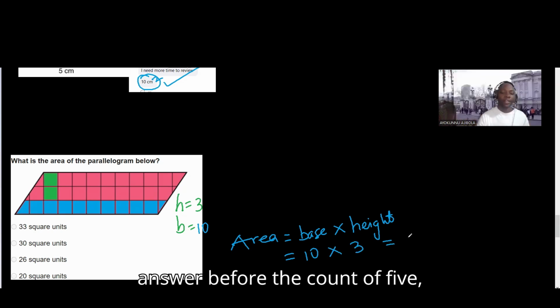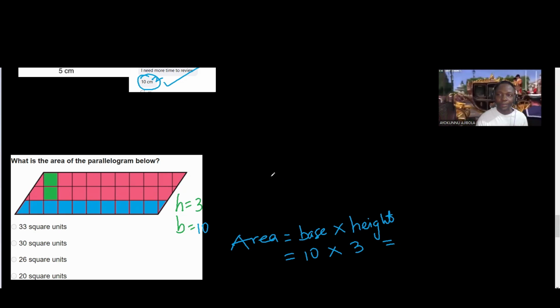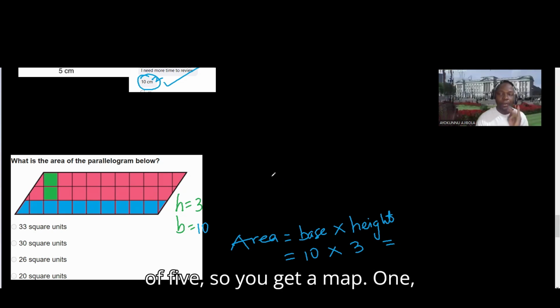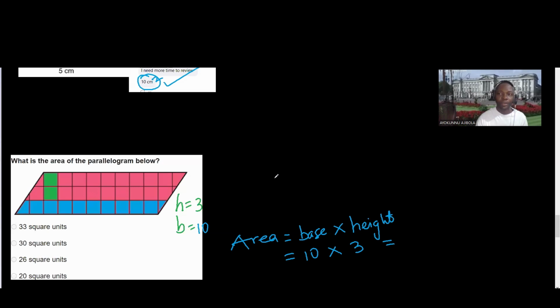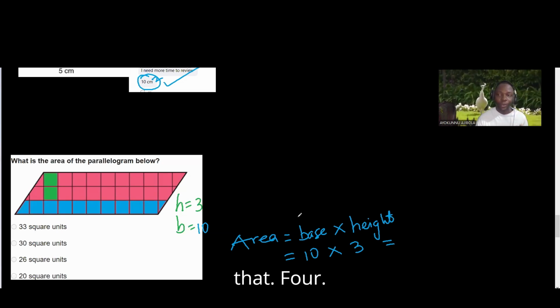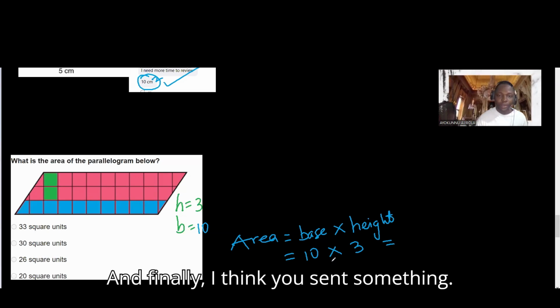Provide your answer before the count of 5 so you get the mark. 1, 2. Miggy, provide your answer before the count of 5. 1, 2, 3. You're muted, so I can't even hear that. 4. And finally, I think you sent something.